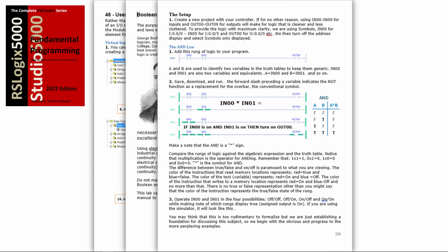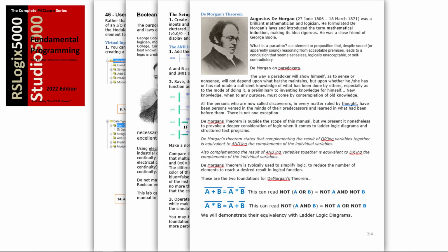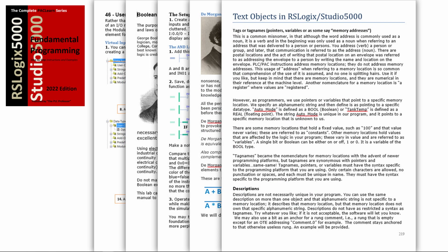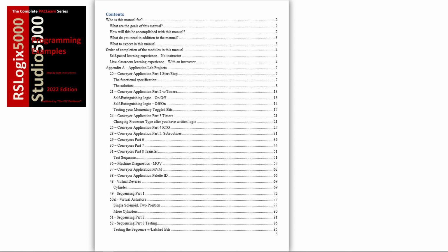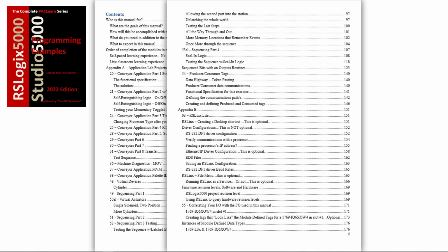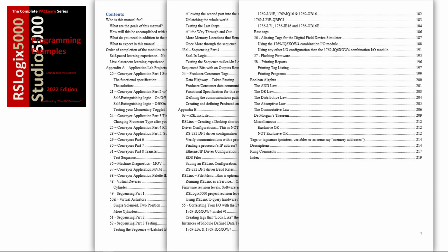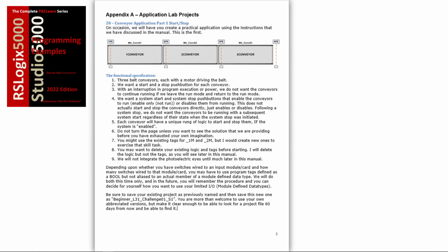We have a good section on Boolean algebra, including lab projects, and De Morgan's theorem. This is all logical stuff. Text objects, you know, rung comments, descriptions, etc. This is the second volume, Programming Examples, and we jump right into a conveyor application and then continue on through all the projects, and you can see by the table of contents that you see the Boolean algebra followed by explaining tag names, description, rung comments, and then there is an index.